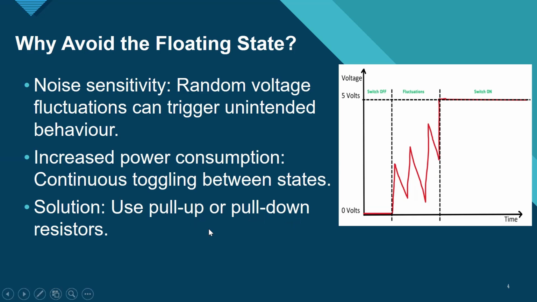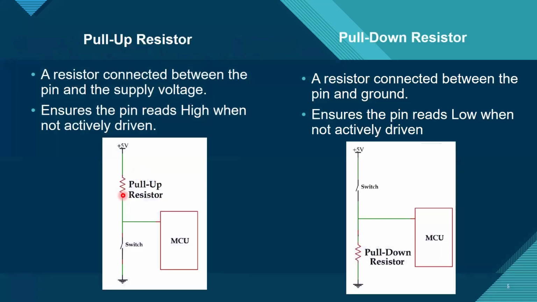We know that a resistor is a passive element which is used to limit the current. So a resistor is connected between the microcontroller unit digital pin, that is GPIO, general purpose input output digital pin, and the supply voltage. Talking about a pull up resistor, it is connected between the pin and the supply voltage.